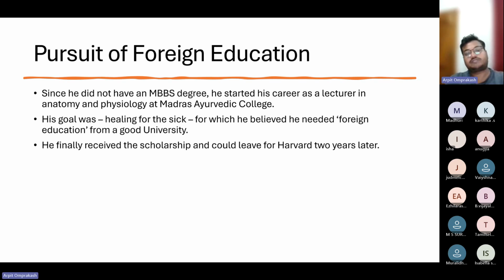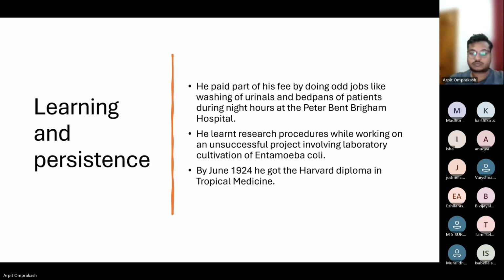So, since he did not have an MBBS degree, he started his career as a lecturer in anatomy and physiology at the Madras Ayurvedic College, and his goal was to heal the sick, for which he believed he needed foreign education from a good university. Finally, after trying, he got the scholarship and could leave for Harvard 2 years later. He paid part of his fee by doing odd jobs like washing urinals and bedpans of patients during night hours at the Peter Bent Brigham Hospital.